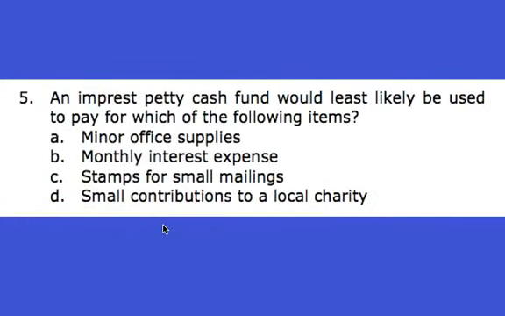Number 5. An imprest petty cash fund would least likely be used to pay, usually check yan. So, typical payments from the petty cash fund, yan. A, C, and D. So, least likely, bravo.